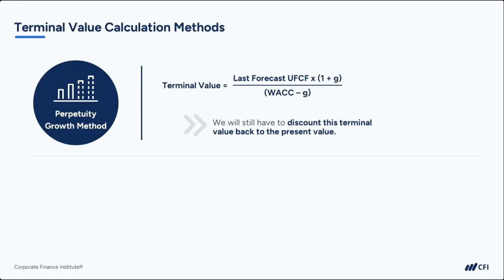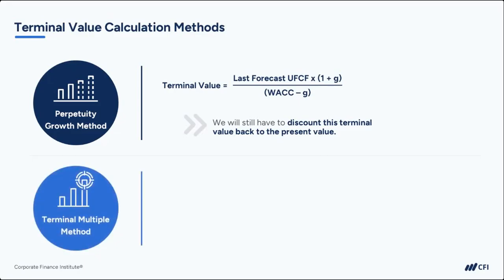The second method for estimating terminal value is by applying a valuation multiple, which we will discuss in more detail later in this course. Basically, we assume the target company will be acquired at the end of our discrete forecast at some multiple. Since we are performing an unlevered DCF, we want to use an enterprise value multiple, the most common of which is enterprise value to EBITDA.